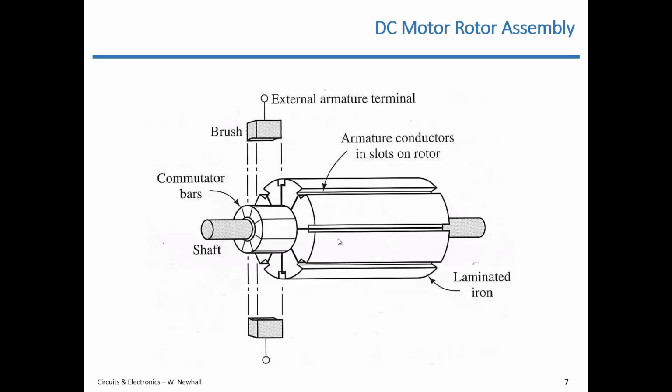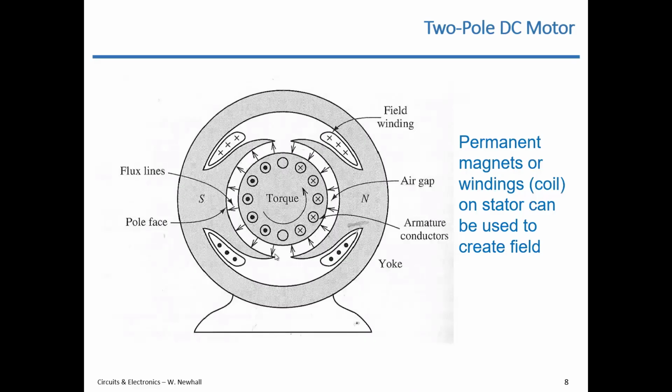Okay, so replace that 2-bar commutator with this, and then you have a more realistic motor. So here's another view of a two-pole DC motor. So inside here, this is like a cross section looking along the shaft of the rotor. Here you can see the coils represented by these circles. Current would be going in from the commutator bars on the right. Current would be coming out on the left.